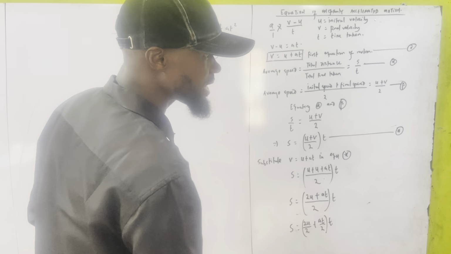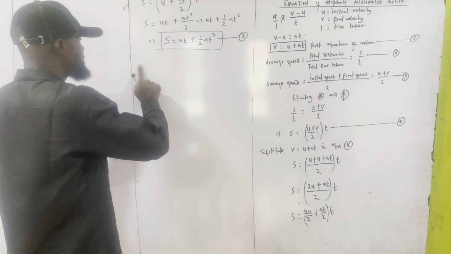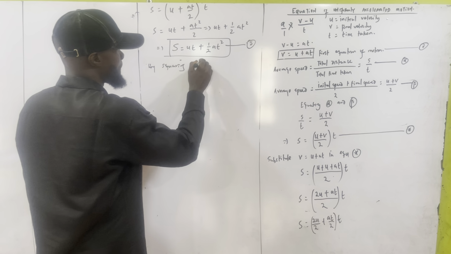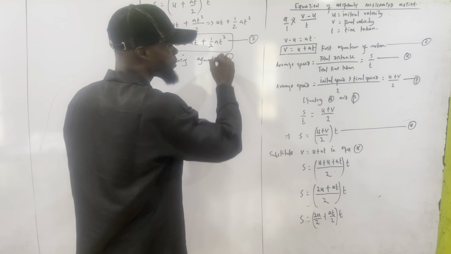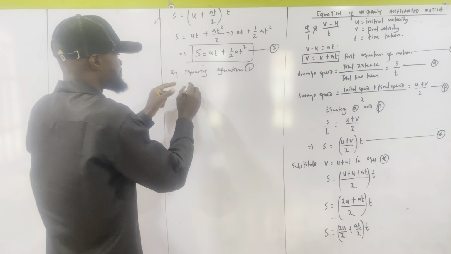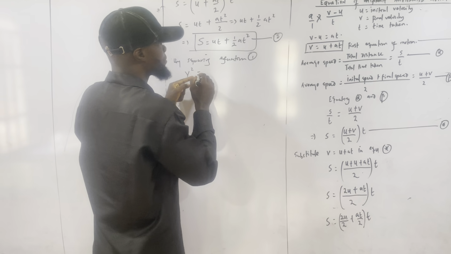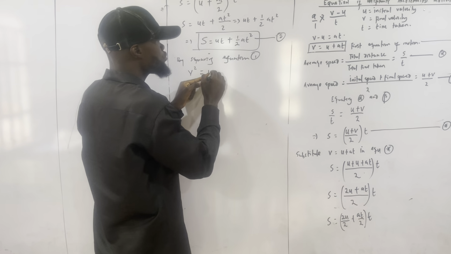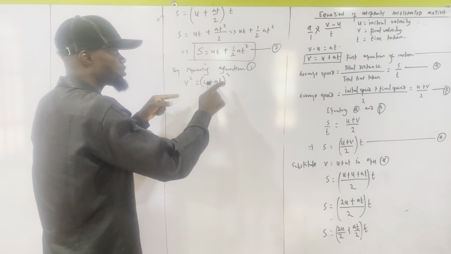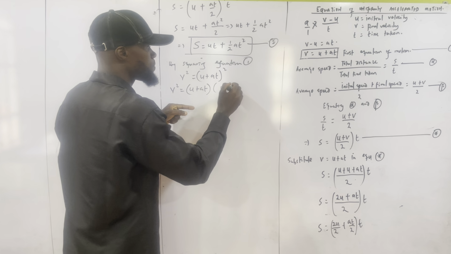So I will just say by squaring equation 1, if I square equation 1, what I will have is v squared, as by squaring the left hand side, v squared is equal to, I will put this in bracket, (u + at) all squared. And if I do that, I will write this one twice. I will have v squared equals (u + at) multiplied by another (u + at).